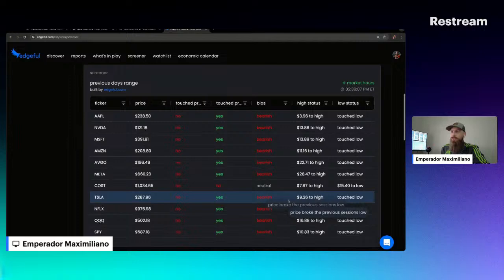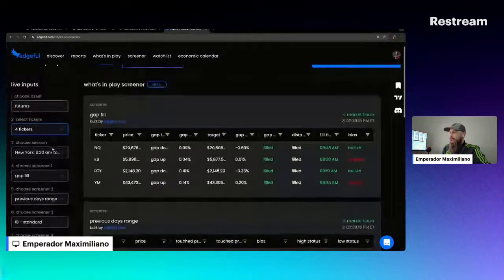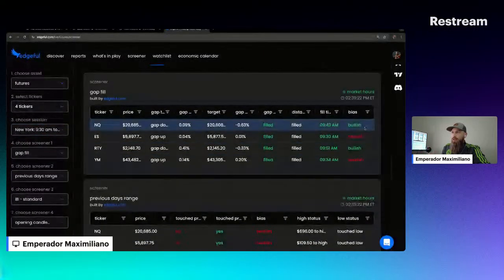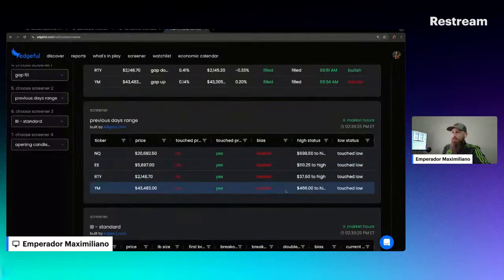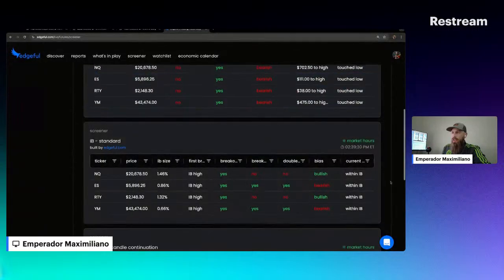So just to take a look at this one more time, once again, screener right here, I can go to futures and you see the 4 futures tickers that I had earlier, same reports, New York session, because this is futures. And I can look at this and let's take a look at today. Mixed on the gap fill. Bearish because we broke the previous day's low. That's a high chance of closing red.